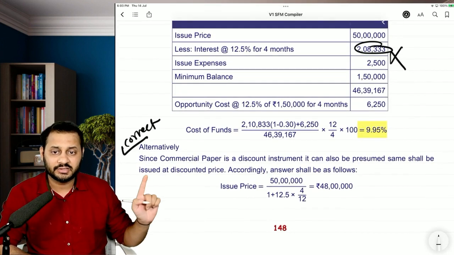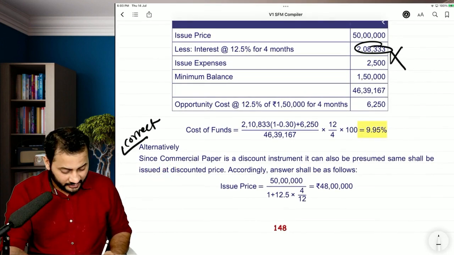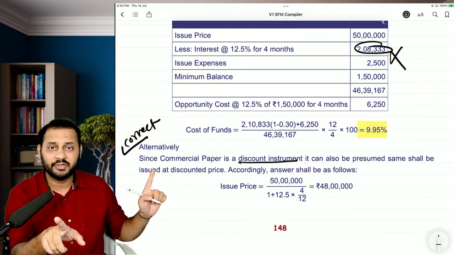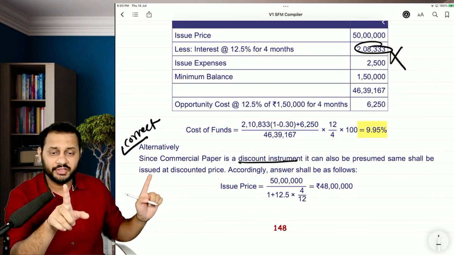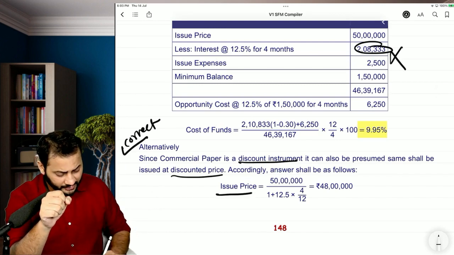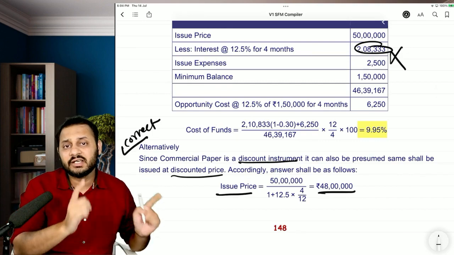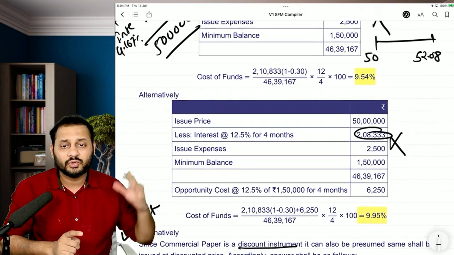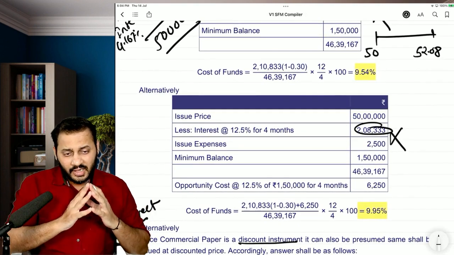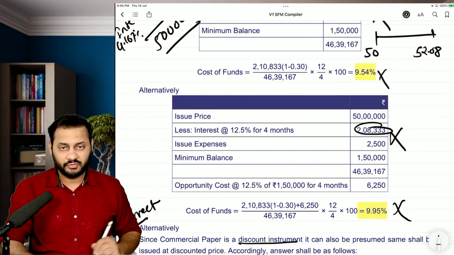And what is right is this: since commercial paper is a discount instrument, it can be presumed the same shall be issued at a discounted price. Exactly. Accordingly, the answer shall be, issue price will be 48 lakh. This is the perfect answer. Go with this answer in the exam if the question is asked. These are the old answers and they were wrong at that time. So do not follow this. Okay.